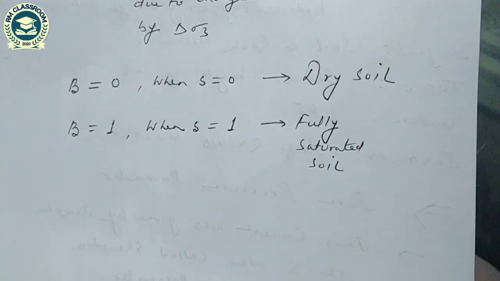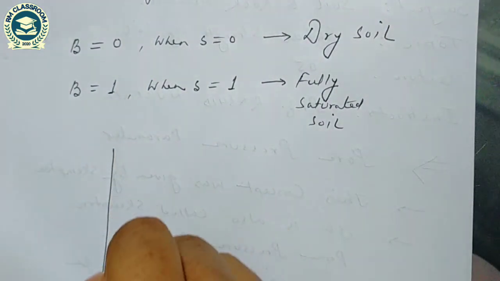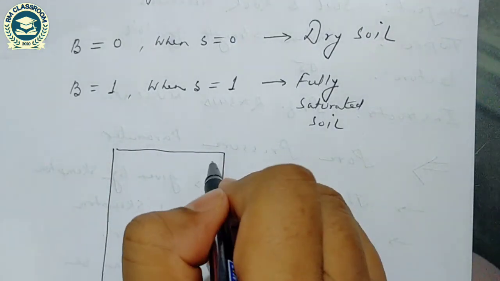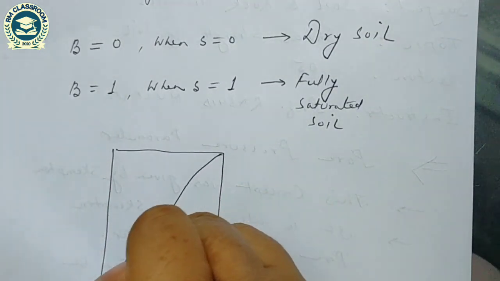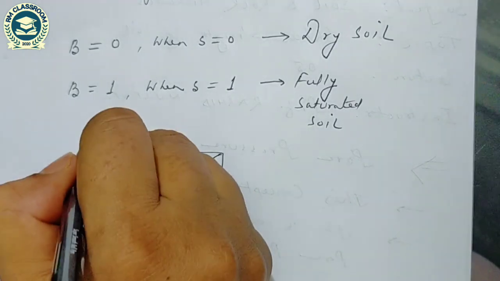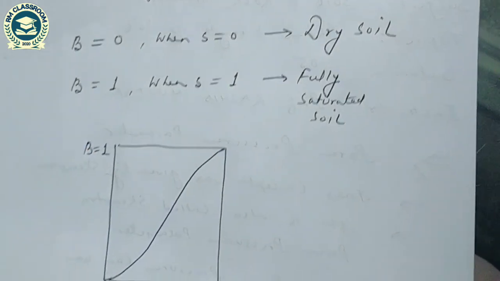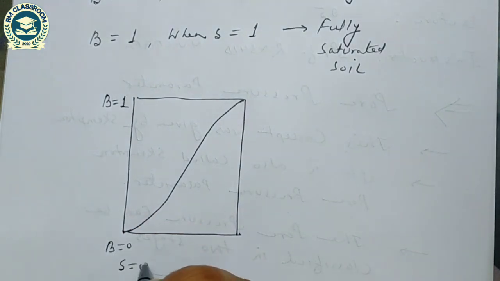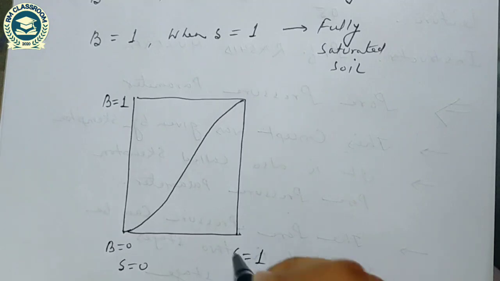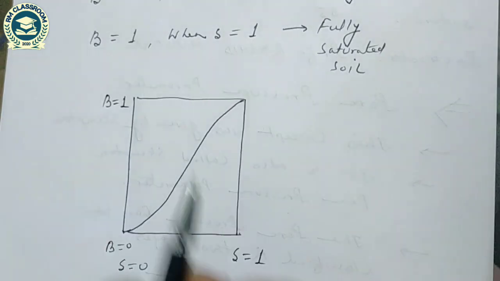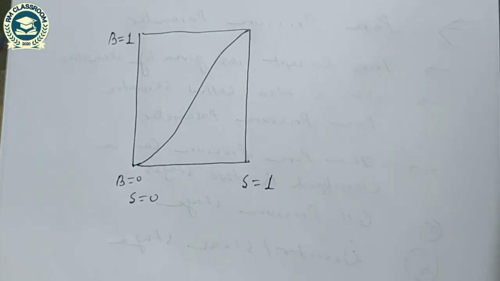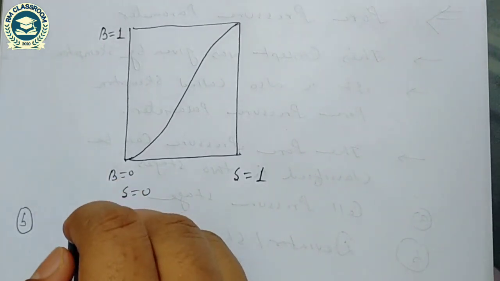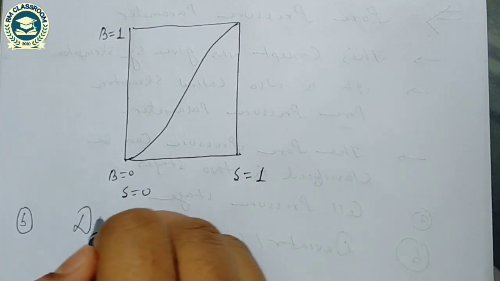Now if I draw the curve of this B, it varies like that. Here B is equal to 1 and here B is equal to 0, S is equal to 0 and S is equal to 1. So this axis is the degree of saturation, and this value is B. The second Skempton pore pressure parameter can be computed from the second stage, the deviator stage or shear stage.